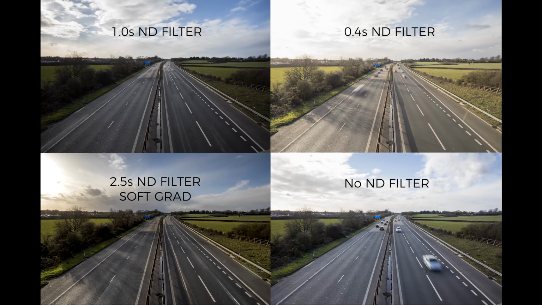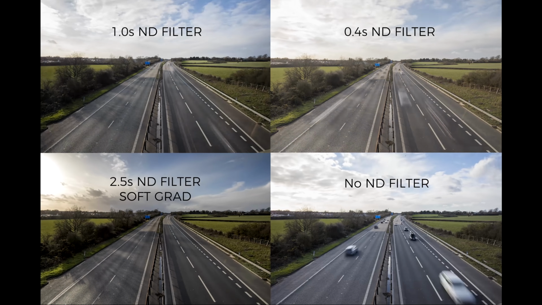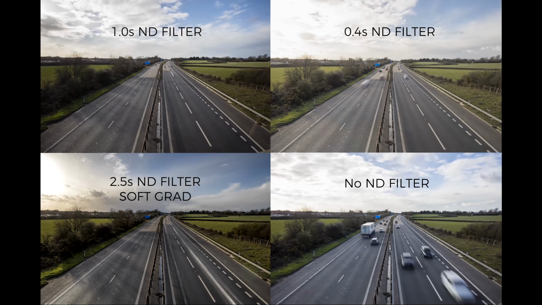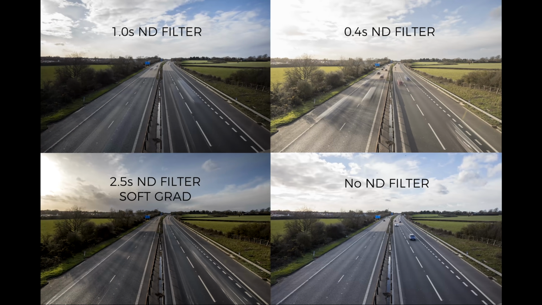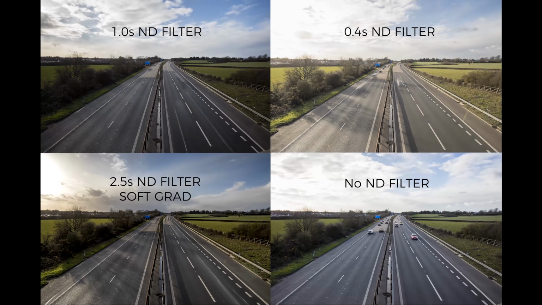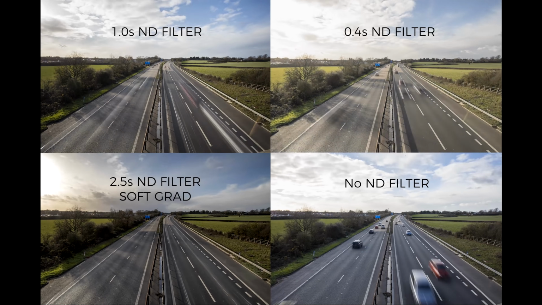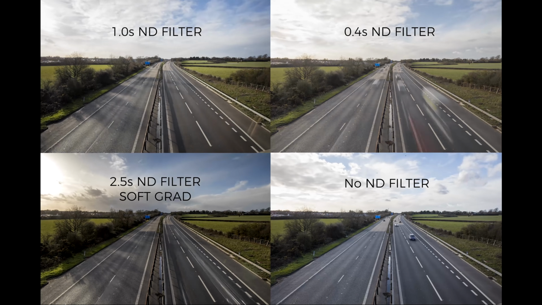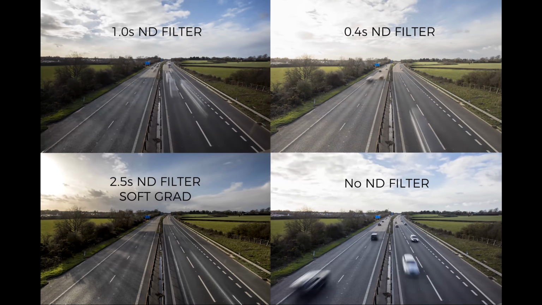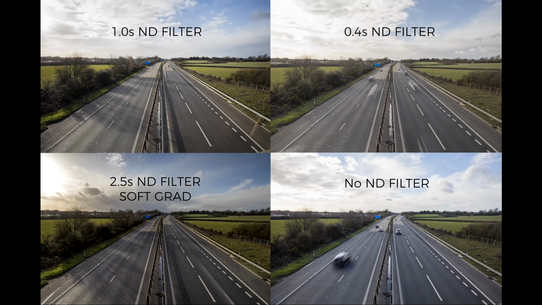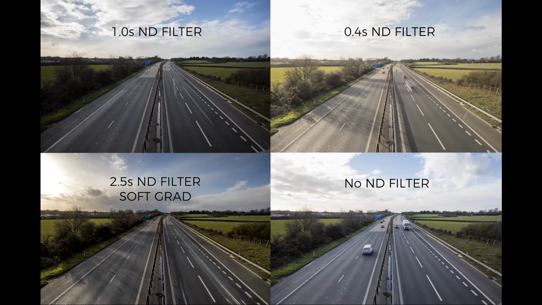Let's just take a look at all the examples put together, starting in the top left with the 1 second exposure. As we mentioned earlier, the cars are not quite visible, so it's slightly too long a shutter speed. Then the 0.4 second, personally I quite like the traffic here. It's got about 50% blur, and you can make out the vehicles in the far distance. In the bottom left, the 2.5 second soft gradient, the sky is better, but at 2.5 seconds the cars are really invisible, they're just streaks.